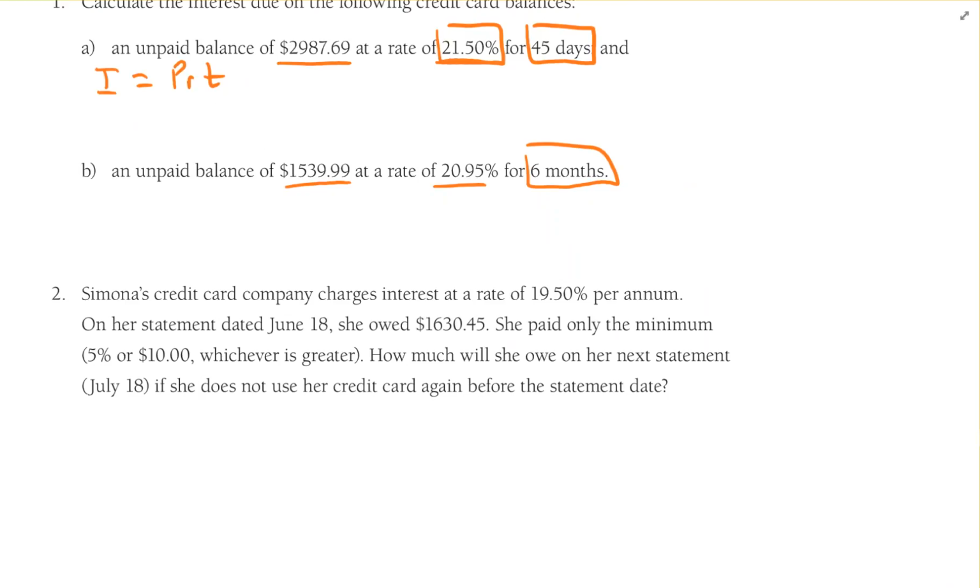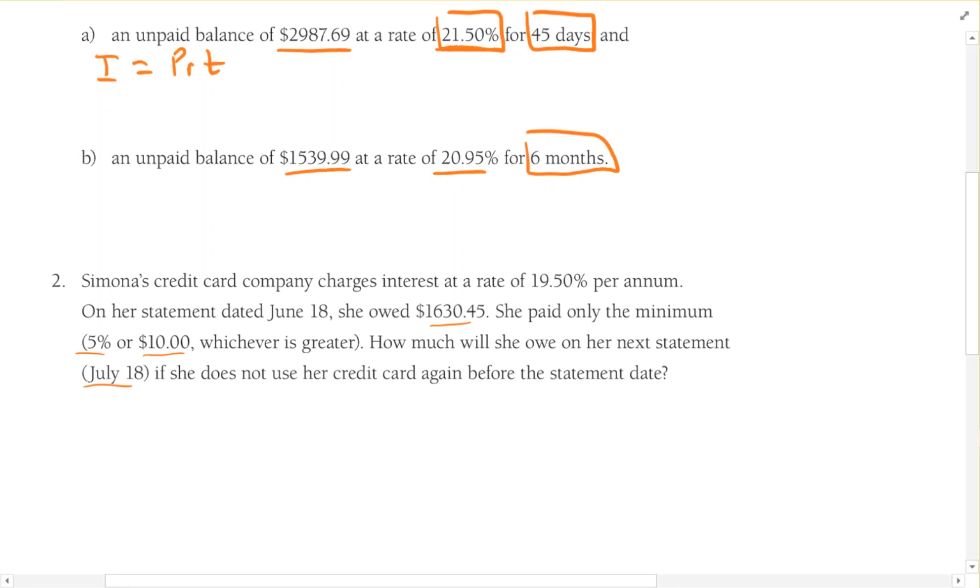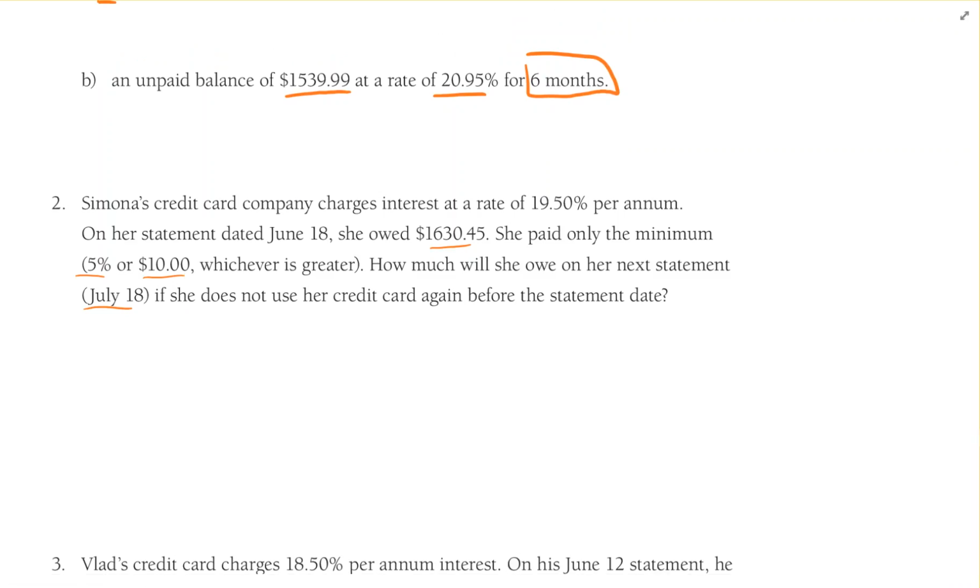Number 2. Okay, so Simona's credit card company charges interest at a rate of 19.50% per annum. On her statement dated June 18th, she owed $1,630.45. She paid only the minimum, which was either 5% or $10, whichever is greater. How much will she owe on her next statement, July 18th, if she does not use her credit card again before the statement date?